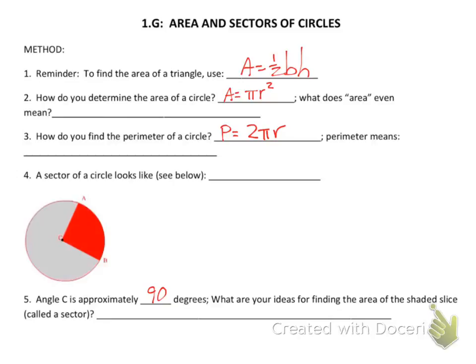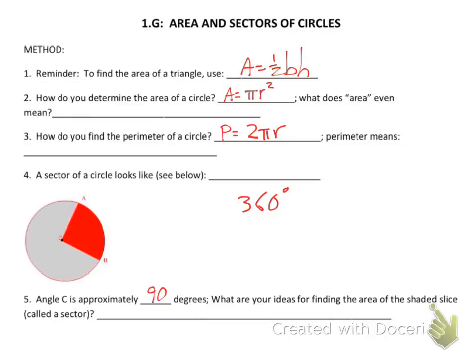Actually, for some reason, I don't have it on here, but how many degrees are in a circle? There's 360 degrees in a circle. 360. Guys, it looks like it's 90. Can I make some connection that the angle looks like it's about a fourth of the circle being used? How much of the area is going to be used?